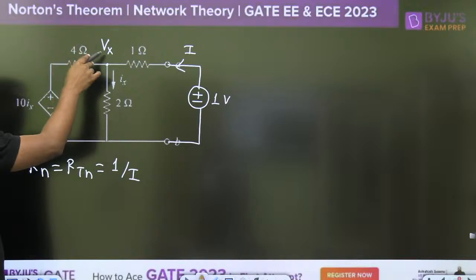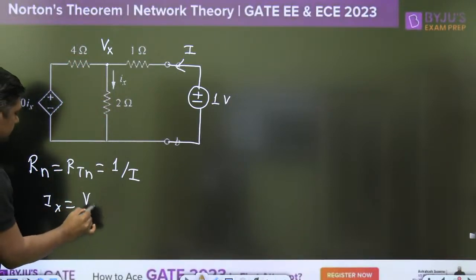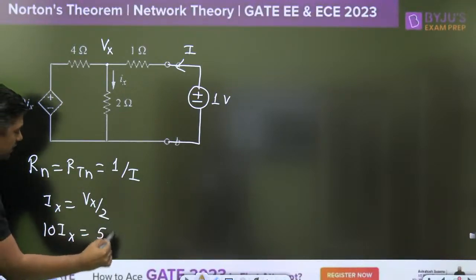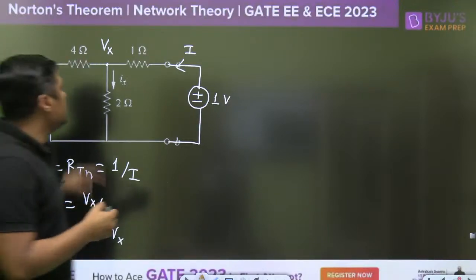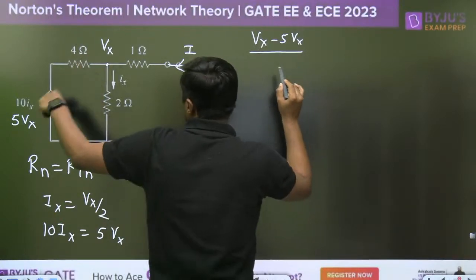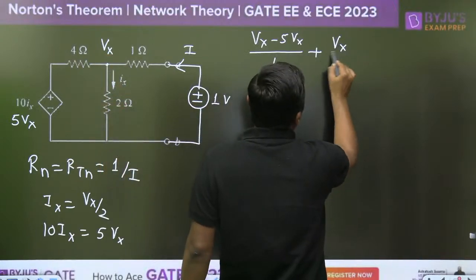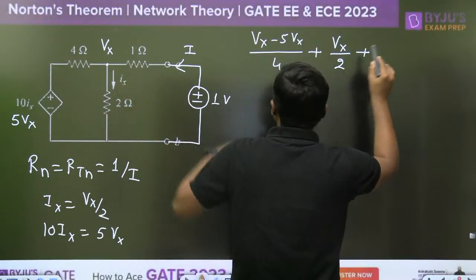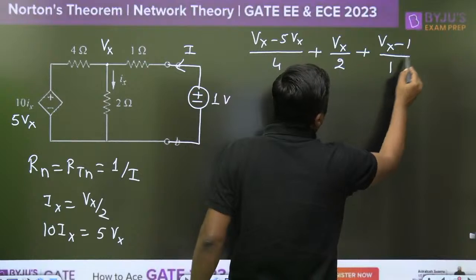Vx. Now, Ix is equal to Vx by 2. Same thing. And that's why this 10Ix will become 5Vx. This is the 5Vx. Write down the KCL here. This time, (Vx minus 5Vx) divided by 4 plus (Vx minus 0) by 2 plus (Vx minus 1) divided by 1 is equal to 0.